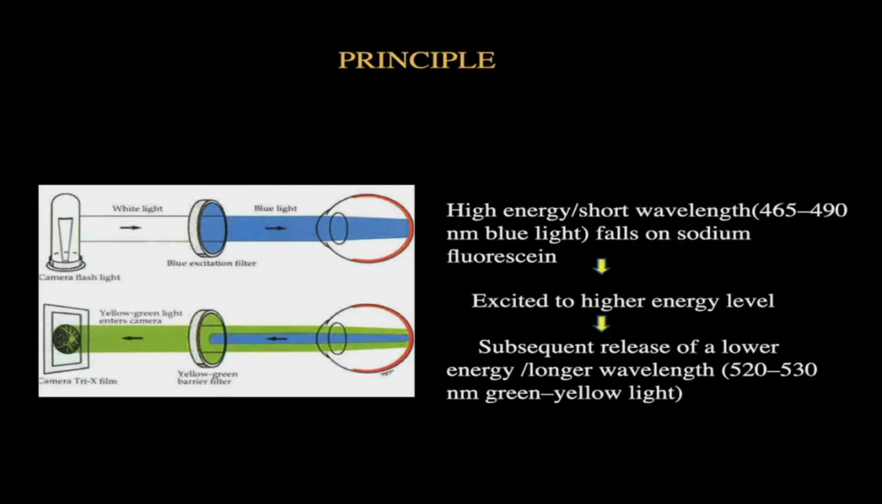So over here, when blue light enters the eye and hits sodium fluorescein, it excites it. Blue light through the excitation filter hits the sodium fluorescein, which excites it to a higher energy level, and then that subsequently releases a longer wavelength, that is 522 nanometers, the green-yellow light, which is then allowed to come back into the fundus camera through the barrier filter. And that is how the recordings are made.